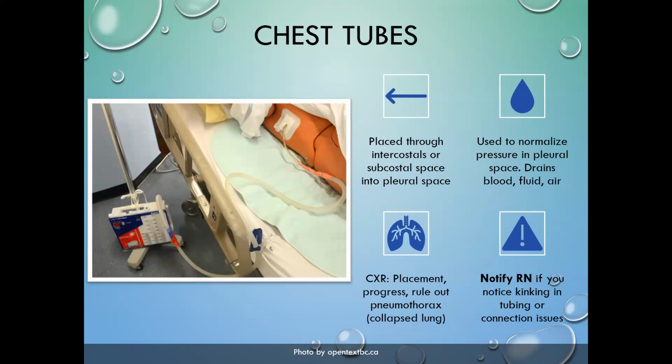It's important to be aware of a chest tube when you're working with someone. So you'll want to let the nurse know if you notice any kind of kinking in the tubing or connection issues. You'll also want to watch your own movements, how you're raising or lowering the head of bed. You don't want to accidentally pull on the tube or knock over the collection canister when you're standing right by it.